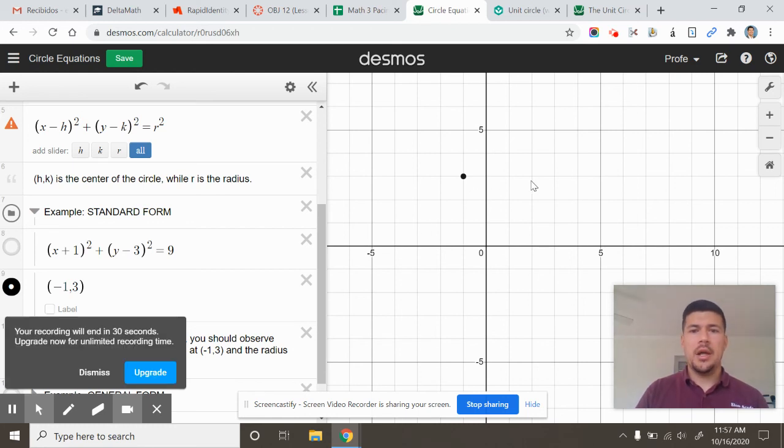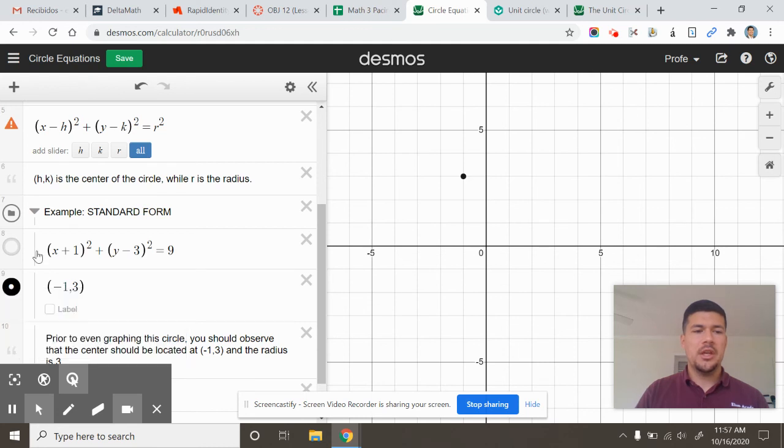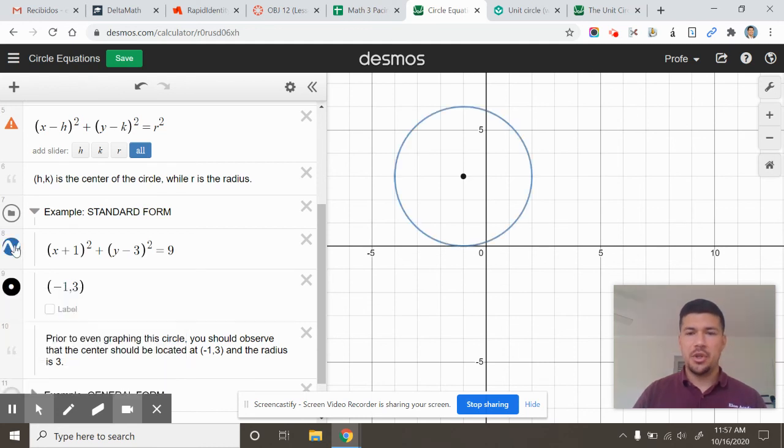So I could plot a couple of extra points. Now when I graph it, my center is correct, my radius is 3, and I now have a full understanding of the standard form of circles.